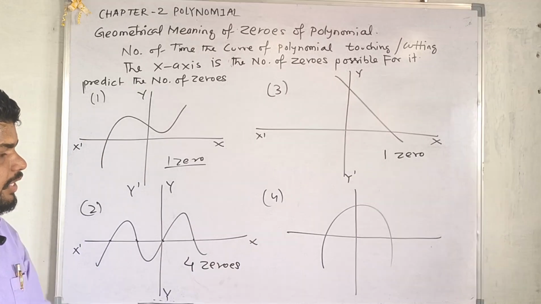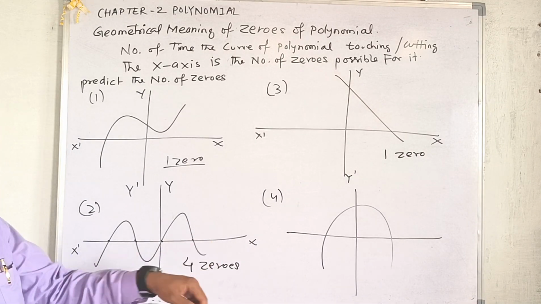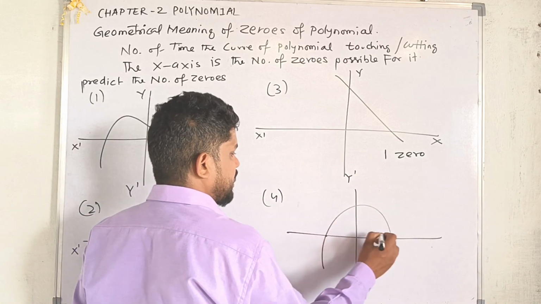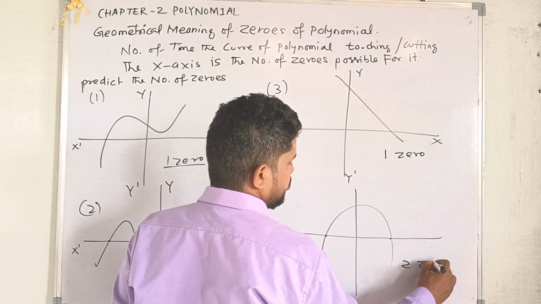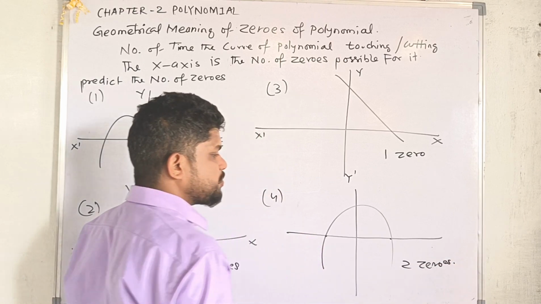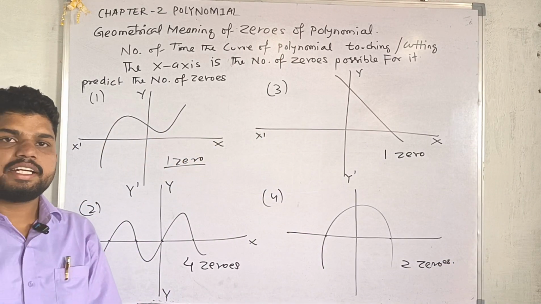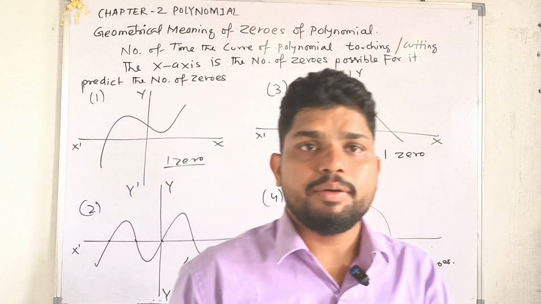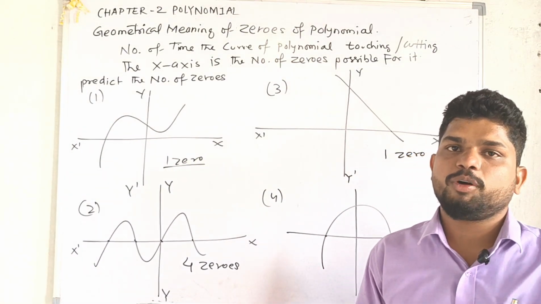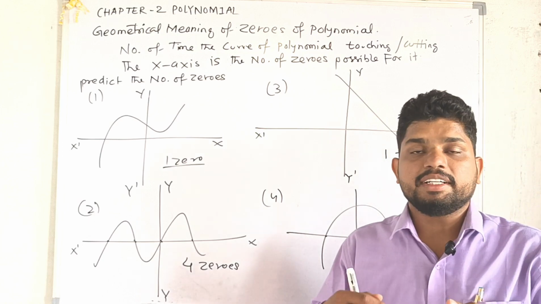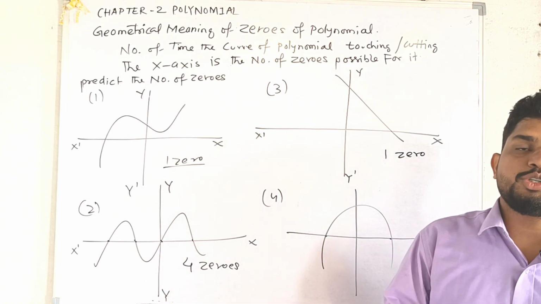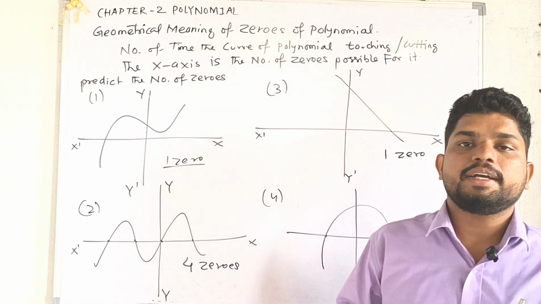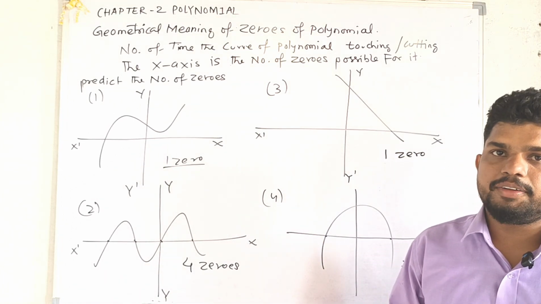Here it is the condition of a parabola towards the downside. The curve is touching the axis only 2 times, so it will have 2 zeros. So these small questions come in your NCERT book. I hope you have understood the geometrical meaning of the zeros of the polynomial. Now we will learn how to find the zeros of a quadratic polynomial using the splitting the middle term method.